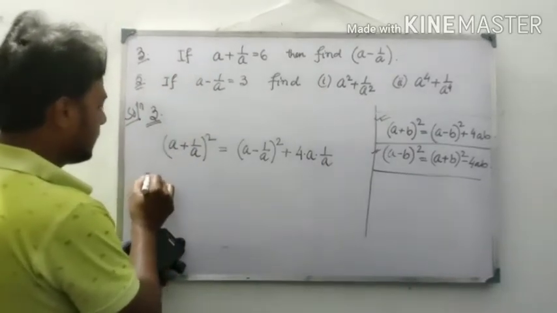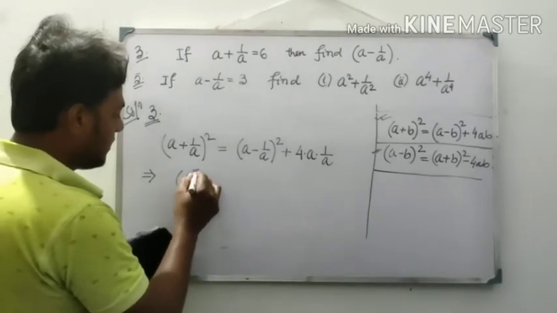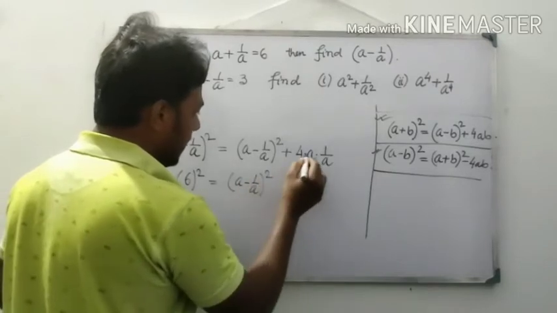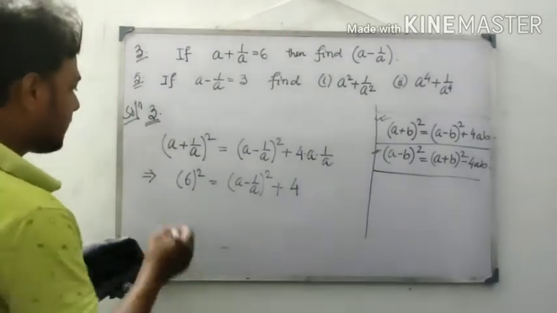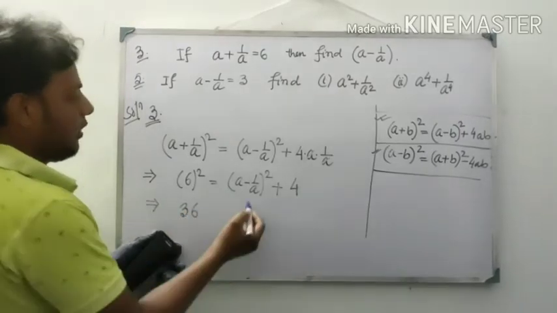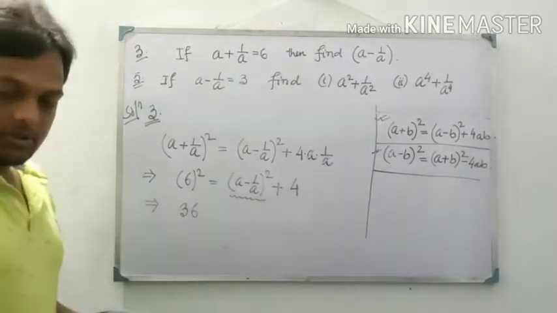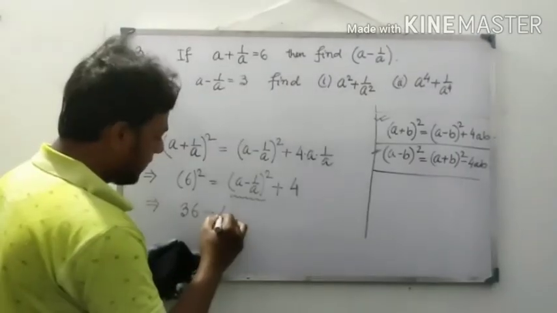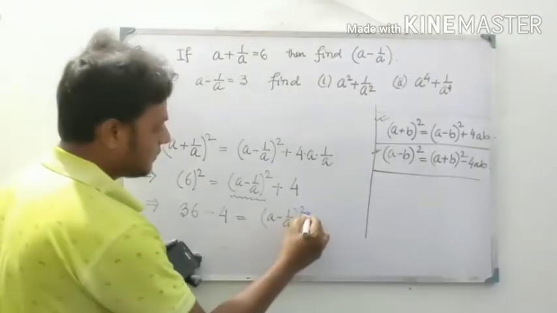Now put the values which you are having. So a plus 1 by a is given, so put the value: 6 square. And this one will be a minus 1 by a whole square, keep it unchanged, and a cancels out, and this is 4. Okay, now calculate. 6 square means 36. Our target is to calculate the value of a minus 1 by a. So we will keep that on this side and consider this 4 on the left hand side. Then this will be minus 4 equals a minus 1 by a whole square.